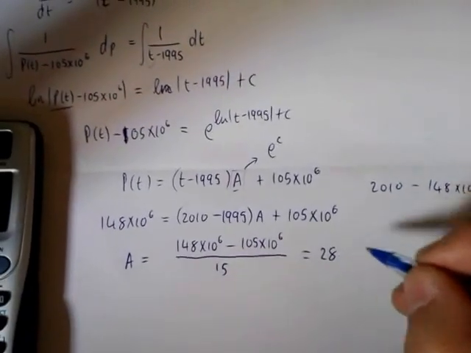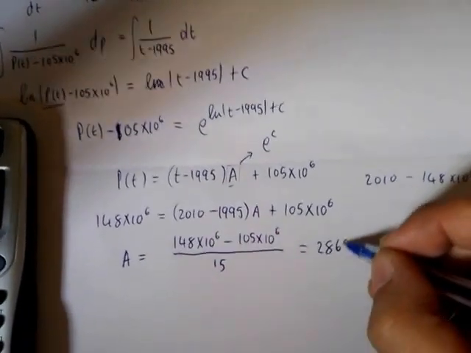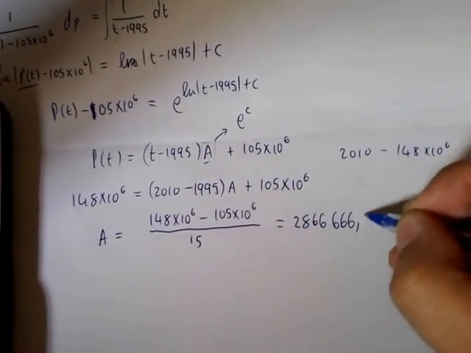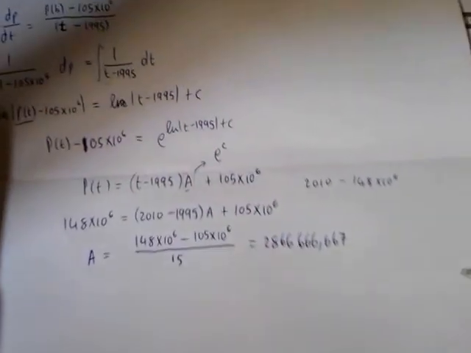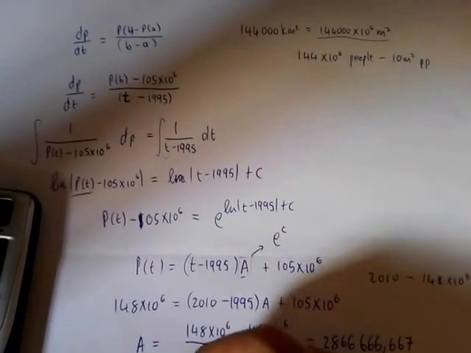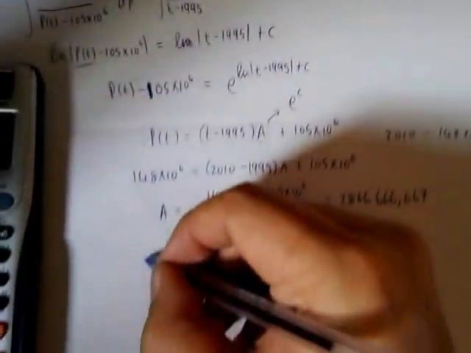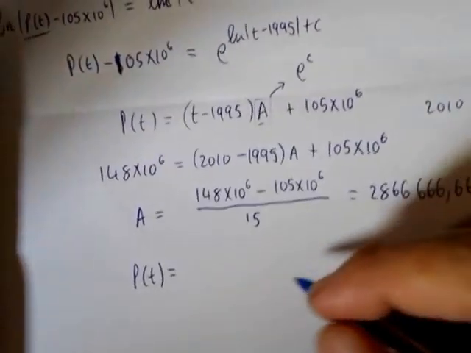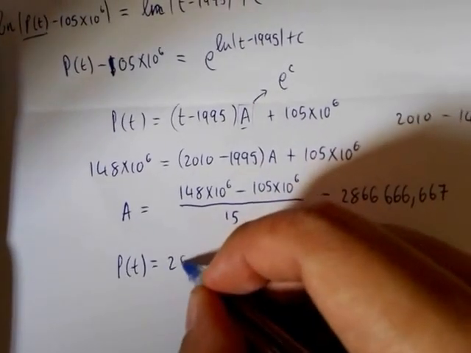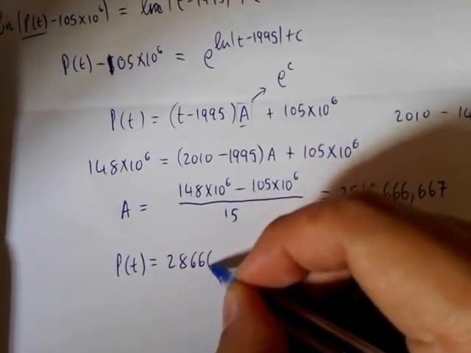So that's 28. Right, so we'll just round it off, and we'll end up with the equation that P of t is equal to 2866.